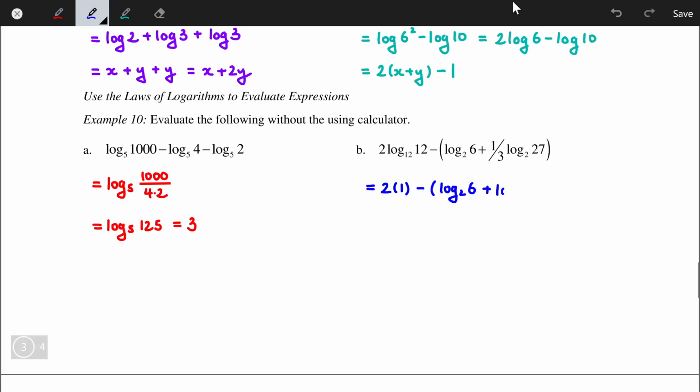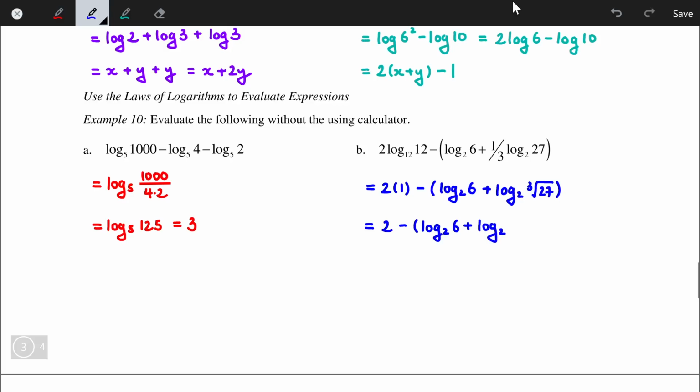And then we have log base 2 of the cube root of 27, because this can be rewritten as 27 to the 1/3 power, which of course is the cube root of 27. And of course that's good because 27 is 3 cubed, so we can simplify it there.